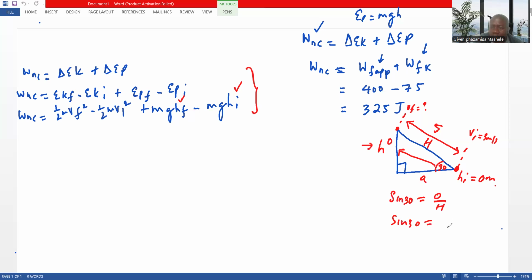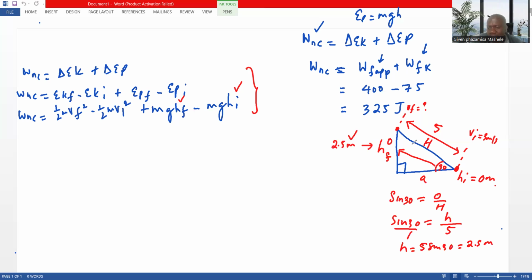And what is the opposite there? The opposite is the h. The hypotenuse is the 5. So it's over 1, then we cross multiply. The h will become 5 sine 30. Sine 30 is half. So half of 5 is 2.5. So it means now we know the final height is 2.5 meter.